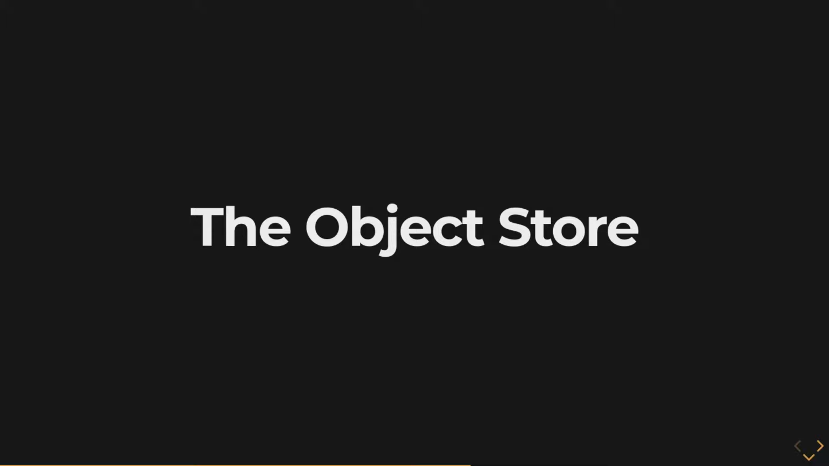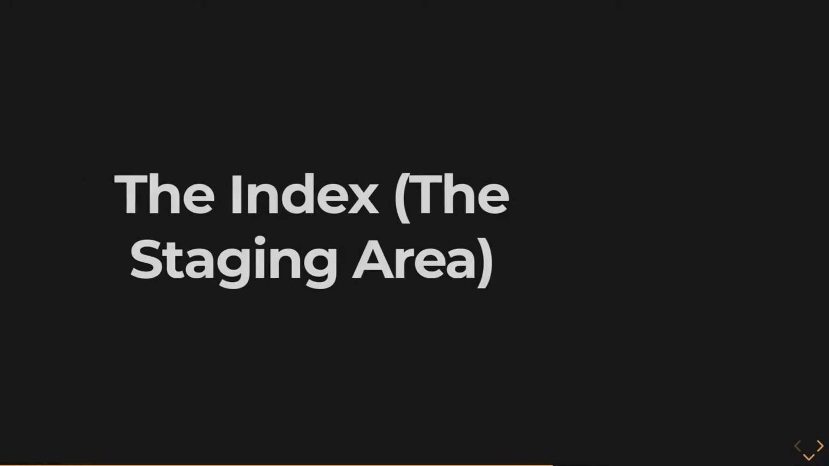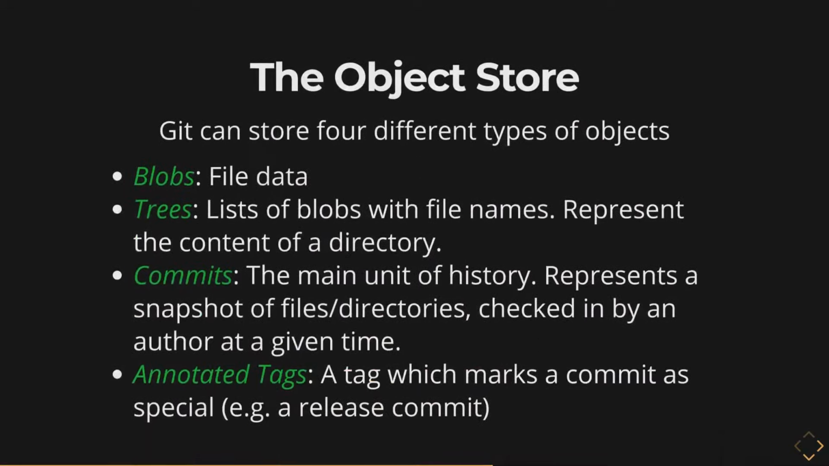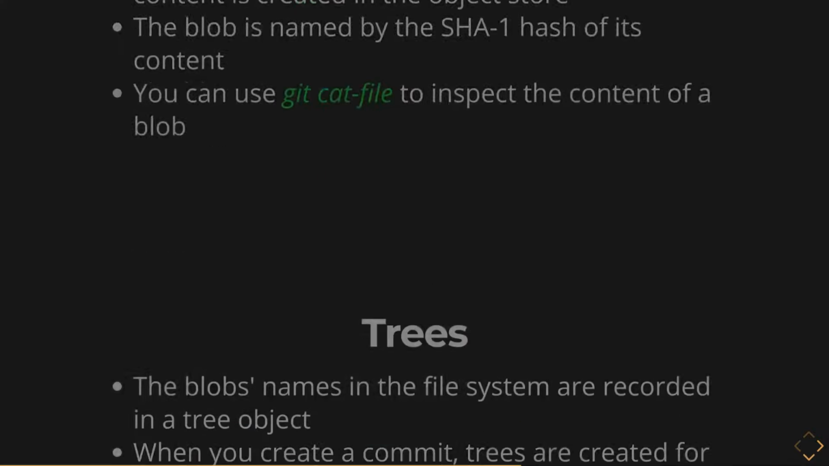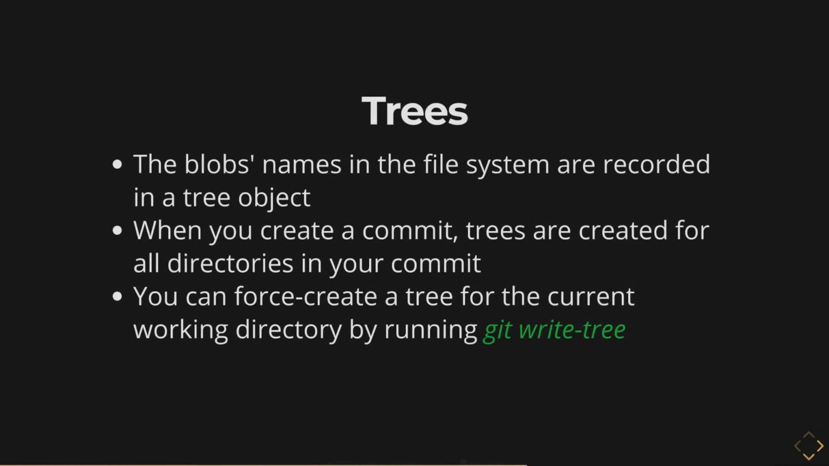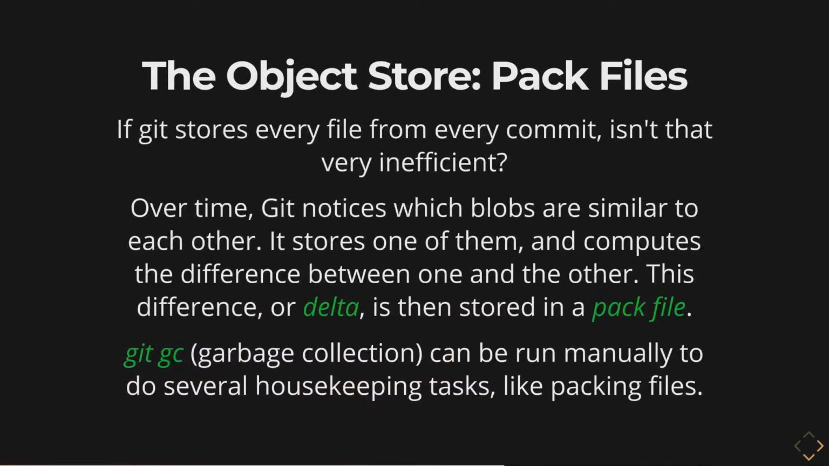The object store, we talked about that. And we mentioned the index as the staging area. We'll come back to that. Right, it should be part of this set of slides. We talked about adding blobs using git add. You can use git cat-file to inspect the blobs. Now let me see here. We should have some, yes, there we go.